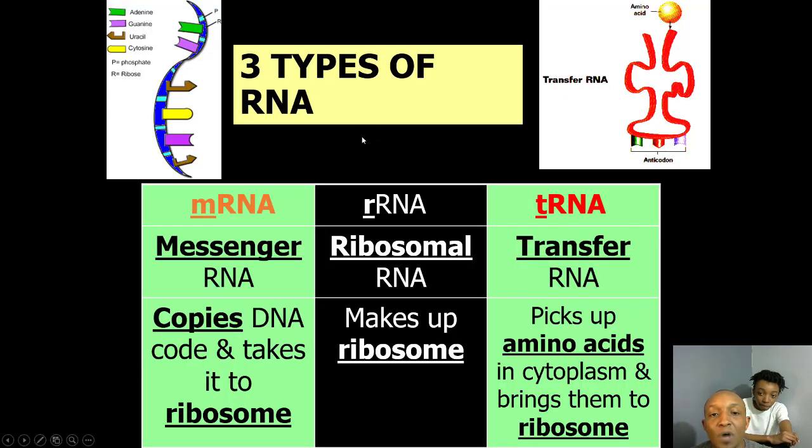So there are three types of RNA. We have mRNA, which is messenger RNA, rRNA, which is ribosomal RNA, and then we have tRNA, which is transfer RNA. So the mRNA is responsible for making a copy of the DNA code and taking it to the ribosome, and this process is called transcription. And then rRNA actually makes up the ribosome, so that's why we call it rRNA or ribosomal RNA. And then transfer RNA or tRNA picks up an amino acid in the cytoplasm and it actually brings it to the ribosome.